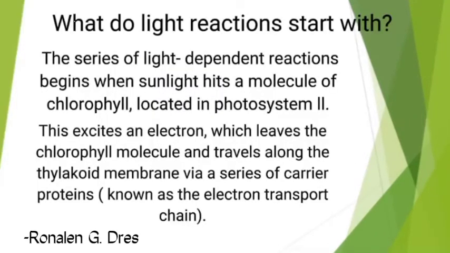What do light reactions start with? The series of light-dependent reactions begins when sunlight hits a molecule of chlorophyll located in photosystem 2. This excites an electron, which leaves the chlorophyll molecule and travels along the thylakoid membrane via a series of carrier proteins known as the electron transport chain.